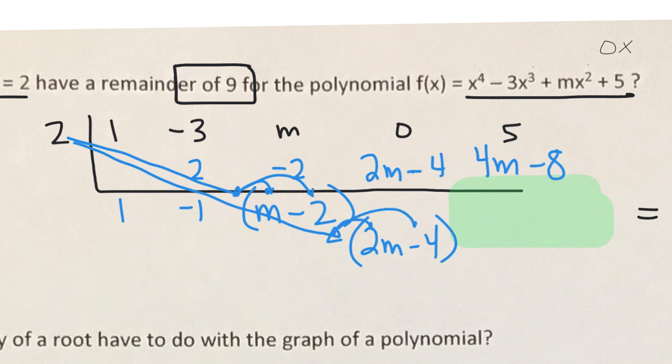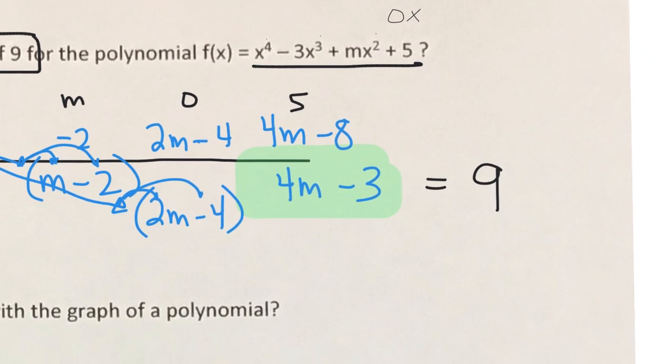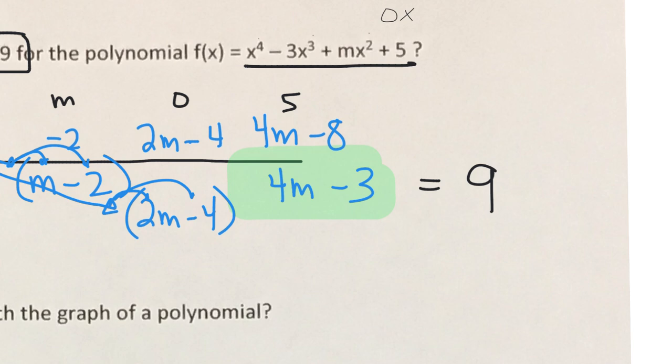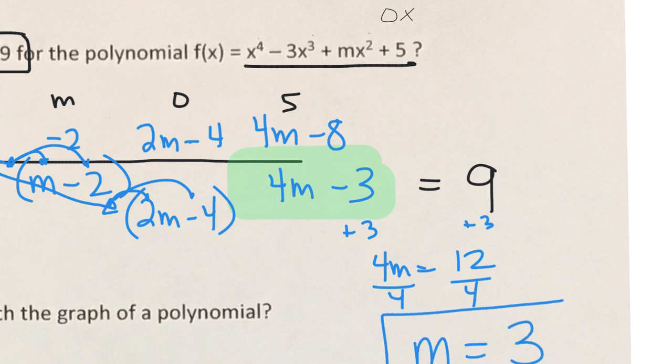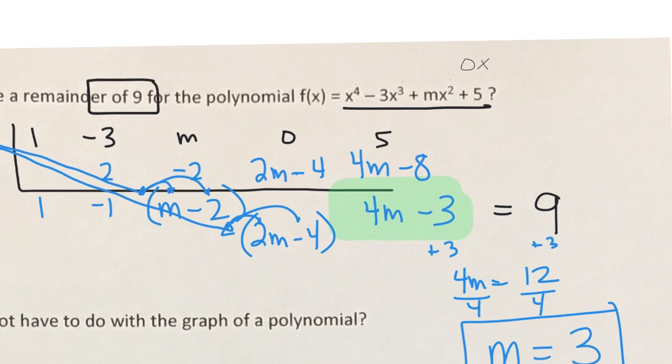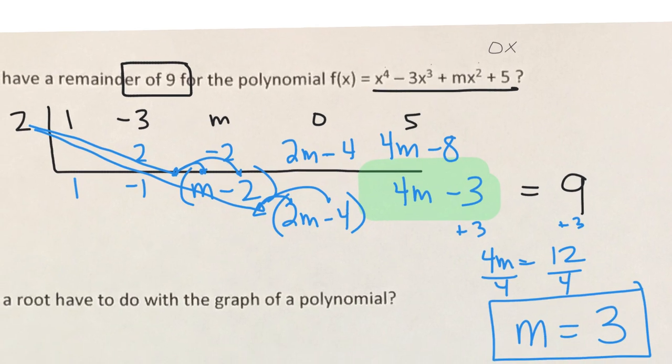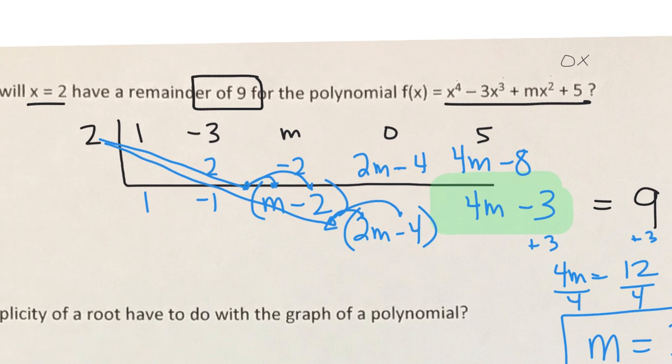Okay, and when I add this together, I get 4m minus 3. Okay, so that's my remainder, 4m minus 3. And that needs to equal 9. So hopefully the algebra here is not too hard for you to do. 9 plus 3 is 12. Divide both sides by 4. And if I had an m value of 3, that means my remainder, when I synthetically divide by 2, would be 9. Okay? It gives you the specific one that we need to have, 9.